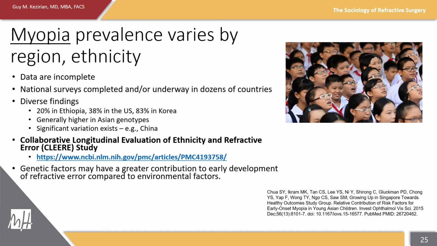The prevalence of myopia varies significantly by region and ethnicity. Both genetic and environmental factors are at play. The data are incomplete, but many national surveys are going on all around the world. The findings are quite diverse. In Ethiopia, for example, is the lowest number I could find. The prevalence is as low as 20% with myopia. In Korea, it's as high as 83% in very well done studies. There's a genetic factor and an environmental factor, as I mentioned, and some people have looked at this over time as well and found that the prevalence of myopia is increasing with use of cell phones and indoor activity, as mentioned previously.